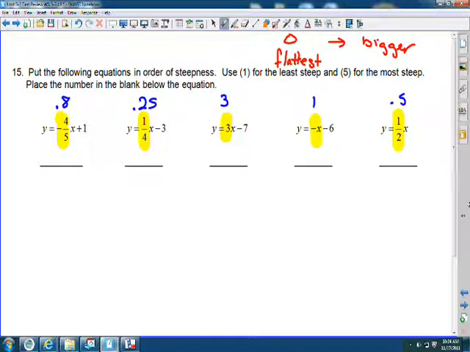Okay, so now, what is the number that's closest to 0? 0.25 is closest to 0, so this is the flattest, least steep. Then I go to 0.5, then 0.8. I'm getting farther away from 0, then 1, then 3.